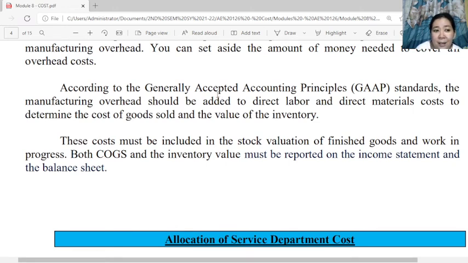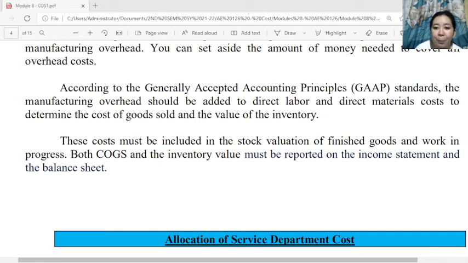According to GAAP standards, as we have discussed before, our manufacturing overhead should be added to the direct labor and direct materials to determine the cost of goods sold and the value of our inventory cost. In fact, your manufacturing overhead is part of manufacturing cost, an inventoriable cost. So this is very important. This cost must be included in our stock valuation for our finished goods, as well as in our work in process. Both our cost of goods sold and inventory must be reported in your income statement as well as in our balance sheet. That's how important manufacturing cost is.